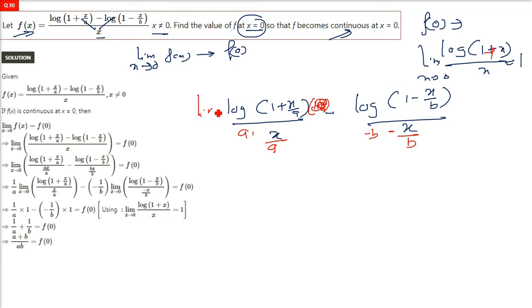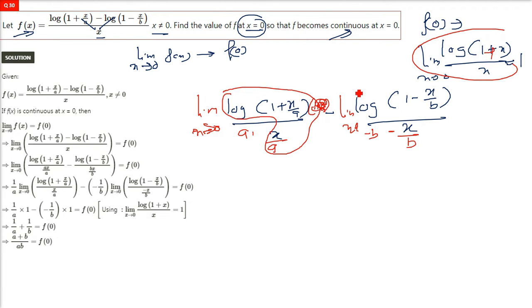So now let us apply the limit. Limit x tends to 0, it will not change. Limit x tends to 0. Now this, just keep this in mind. So log 1 plus x by a divided by x by a is going to be 1. Log 1 minus x by b divided by minus x by b is again going to be 1. Okay. So what do you get?